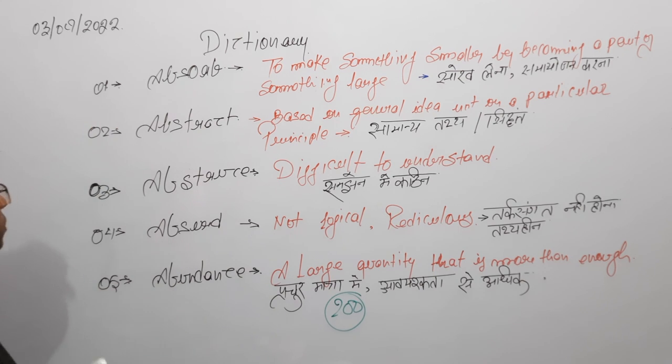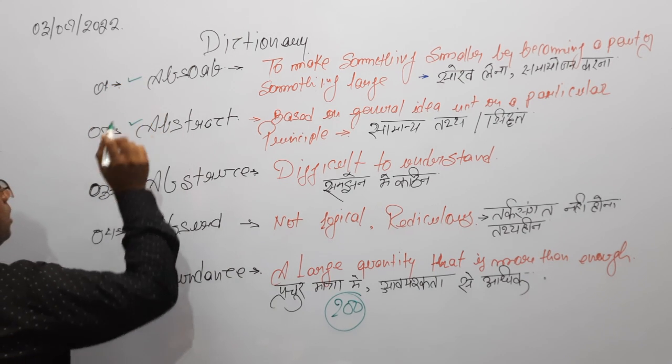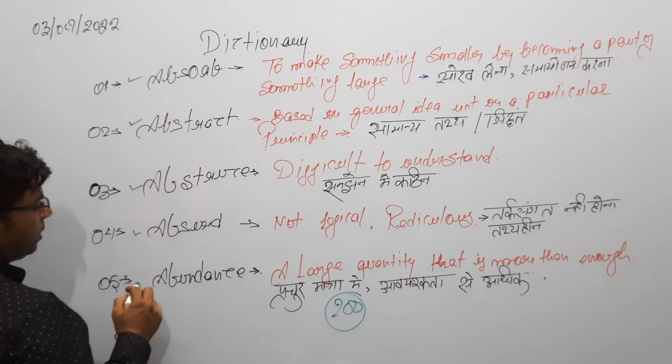So these were the five words for today: absorb, abstract, abstruse, absurd, and abundance.